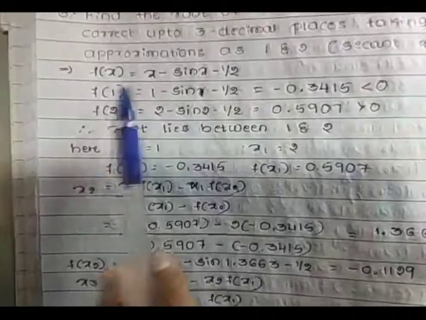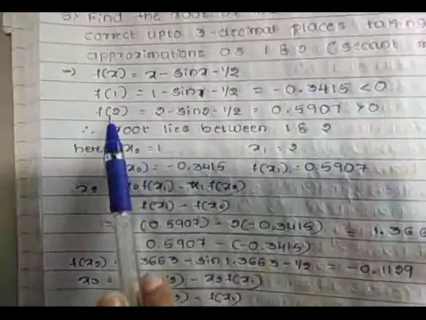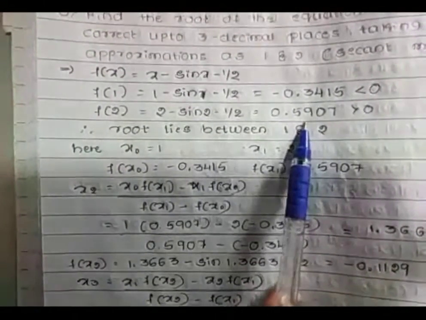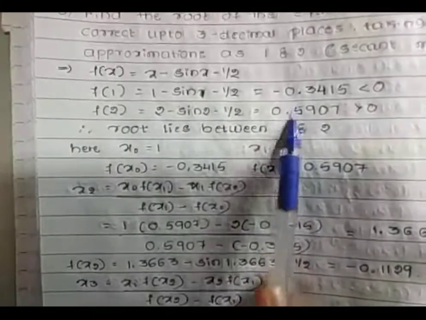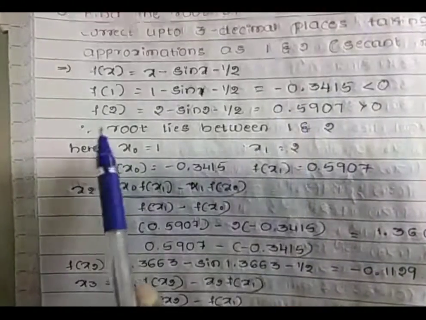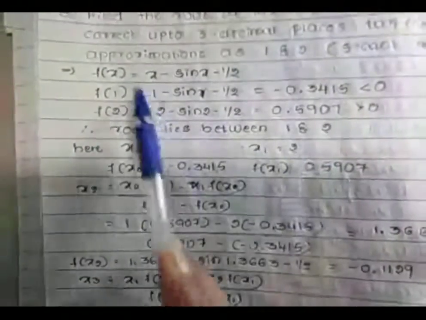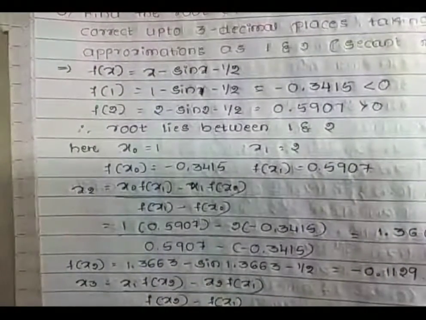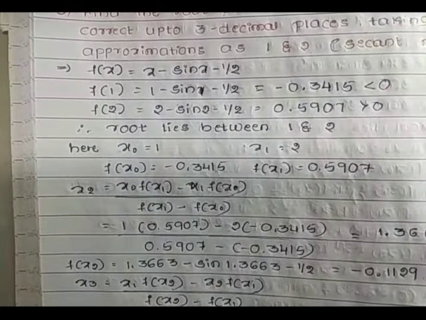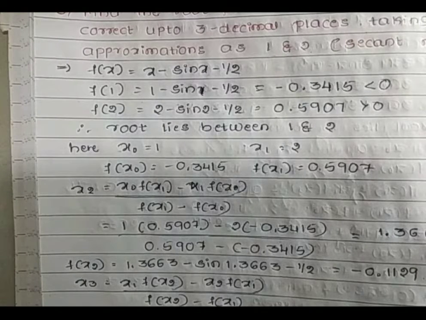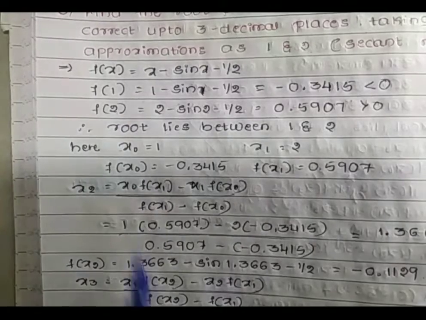For f of 1 we are getting a negative answer, for f of 2 we are getting a positive answer, therefore these two are of opposite sign. Consider our root lies between 1 and 2. So the root lies between 1 and 2. It means whatever answer we get, that answer will be within 1 and 2. Greater than 1 and less than 2 it will be.